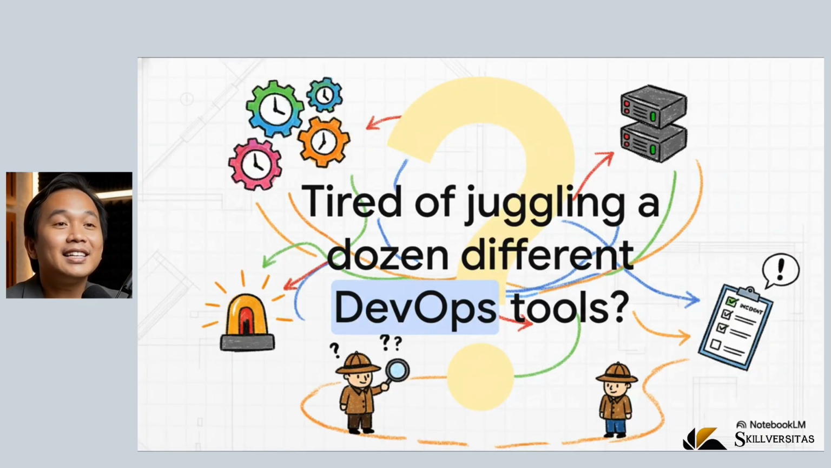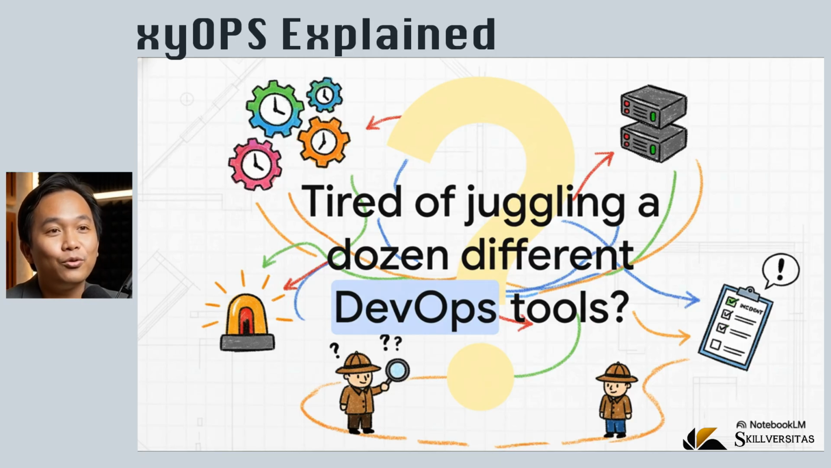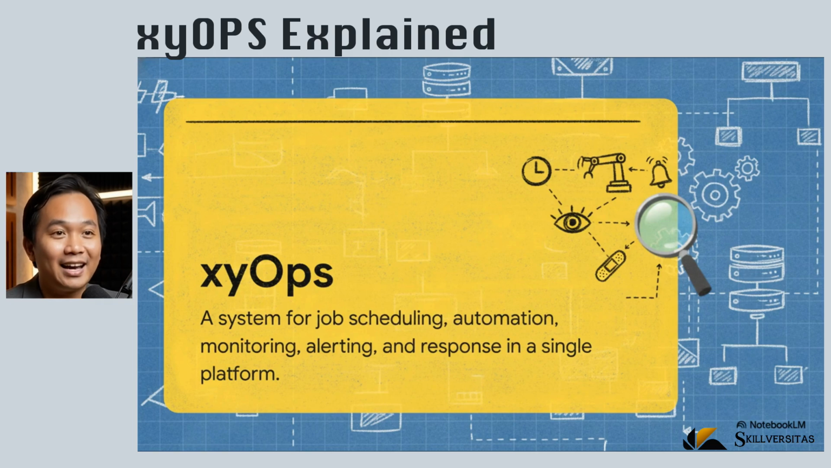So, let's kick things off with a feeling I bet a lot of us know way too well. You've got one tool for your cron jobs, right? Another one just for monitoring server health, and then a completely separate system for your alerts and ticketing. They don't talk to each other, so tracing one little issue from start to finish feels like you're a detective in some complicated mystery novel. Well, that exact chaos is what xyOps is built to fix.